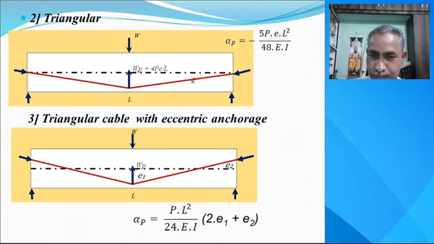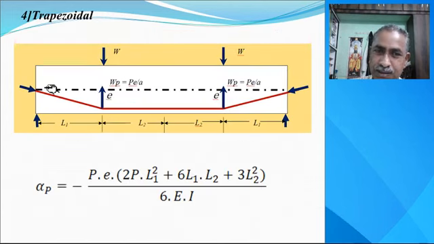Case number 4, we have considered the trapezoidal profile. Sometimes a two-point load is there, and we neglect the self weight. In that case, to balance the external vertical loads, we can provide a trapezoidal cable profile. In that case, alpha P is equal to minus P into e into (2 L1 square plus 6 L1 into L2 plus 3 L2 square) divided by 6 EI. L1 is the distance from the support up to the point load, and L2 is the other distance, from the point load up to the center of the span, that is the middle one.